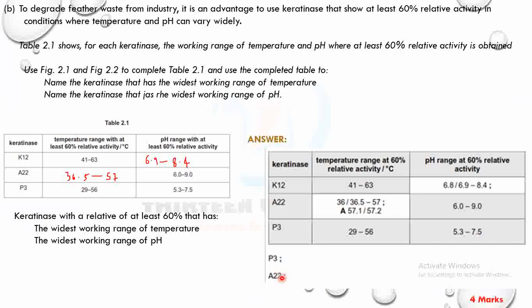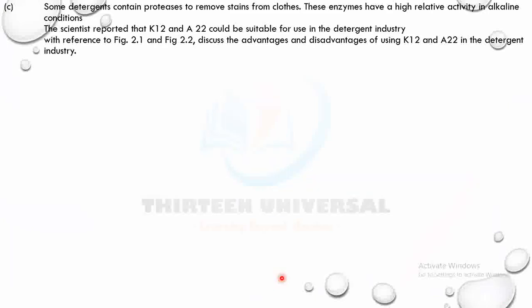Okay, let's look at the next question, guys. Some detergents contain proteins that remove stains from clothes. These enzymes have high relative activities in alkaline conditions. Scientists reported that K12 and A22 could be suitable for use in the detergent industry. With reference to Fig 2.1 and Fig 2.2, discuss the advantages and disadvantages of using K12 and A22 in the detergent industry.